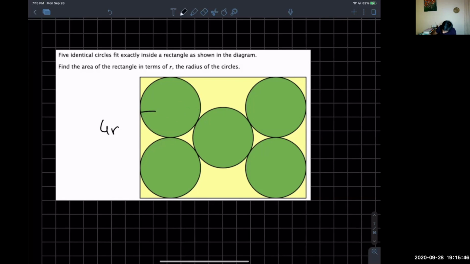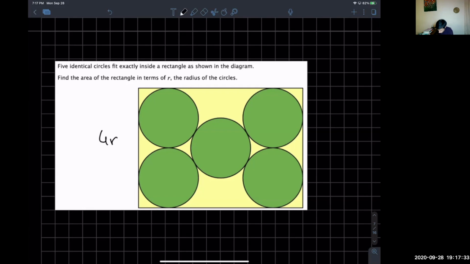Or let's do these 2. This R and this R, there's an overlap, right? So the width is not actually 6R. It's not 6R. How can you fix that? How can you solve for that?